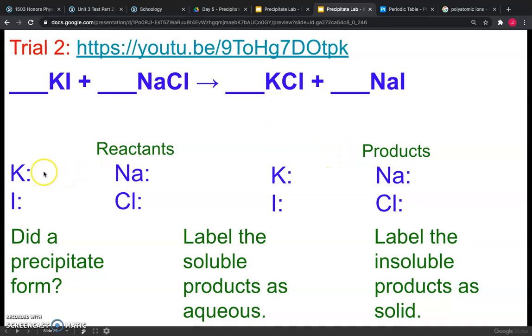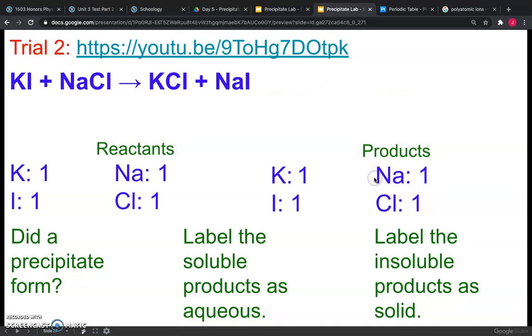Looks like we have 1 potassium, 1 iodine, 1 sodium, 1 chlorine. And really the same thing on the product side: 1 potassium, 1 iodine, 1 sodium, 1 chlorine. So this one's already balanced. We don't really need to do anything with this one. We can just get rid of the spaces for the coefficients.